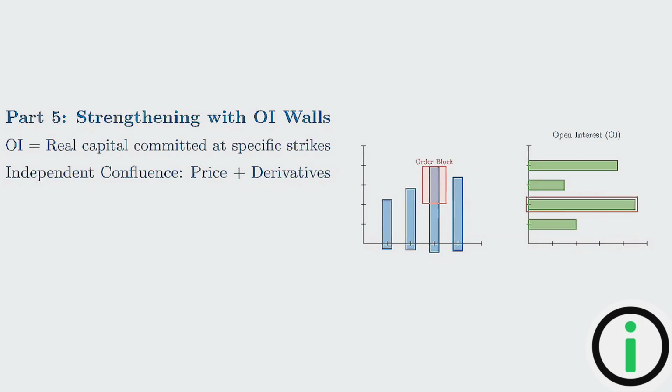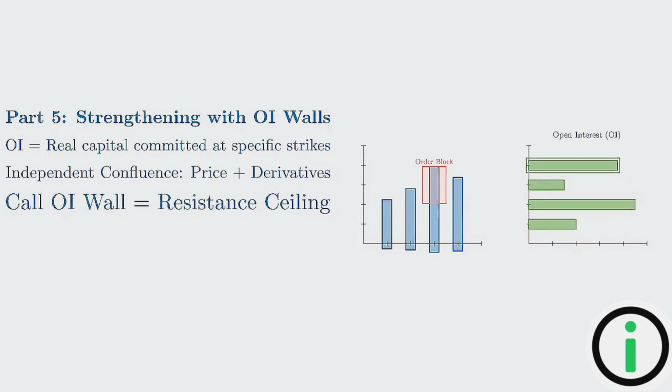A call OI wall near your bearish order block zone means option sellers are already positioned to defend that ceiling. This reinforces why price may reject there again. A put OI wall near your bullish order block zone means option sellers are positioned to defend that floor, reinforcing why price may bounce there.